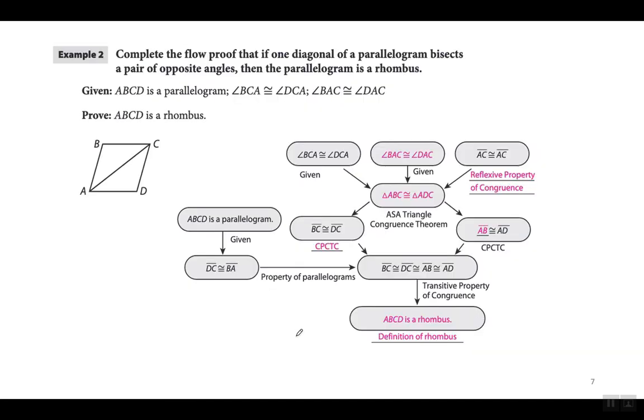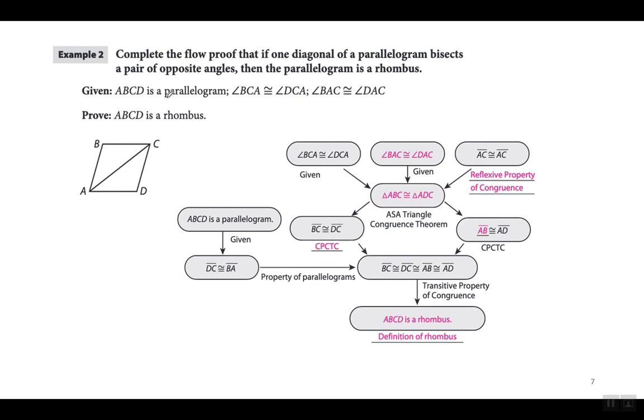All right, and here's a proof that we got to look at. They want us to, given that ABCD is a parallelogram and angle BCA is congruent to angle DCA, and BAC is congruent to angle DAC, prove that ABCD is a rhombus.